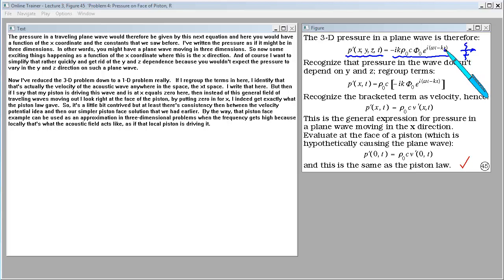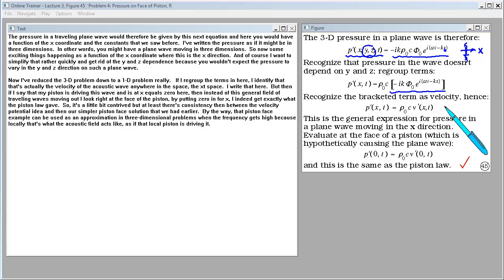And of course, I want to simplify that rather quickly and get rid of the y and z dependence, because you wouldn't expect the pressure to vary in the y and z direction on such a plane wave. Now I've reduced the 3D problem down to a 1D problem, really. If I regroup the terms in here, I identify that that's actually the velocity of the acoustic wave anywhere in the space, in the x-t space.